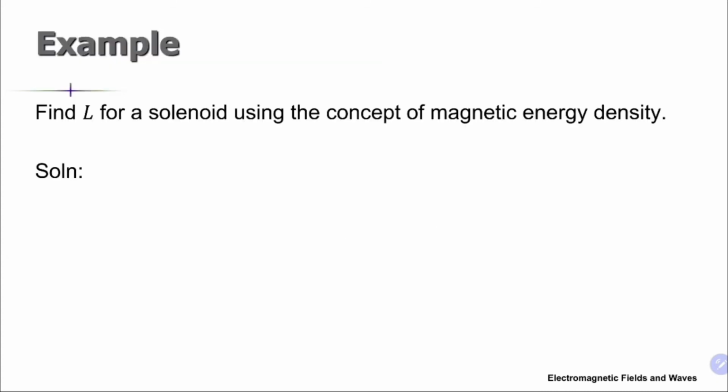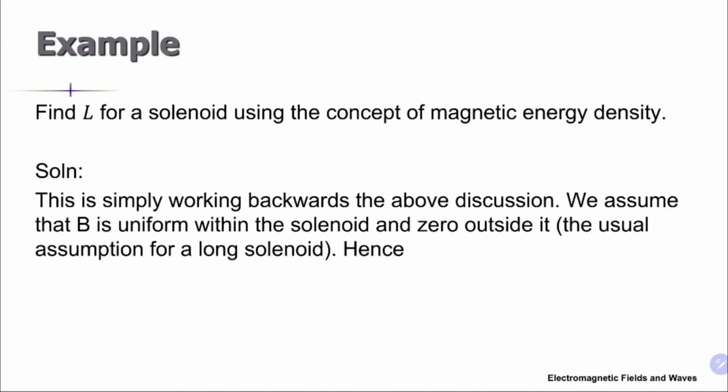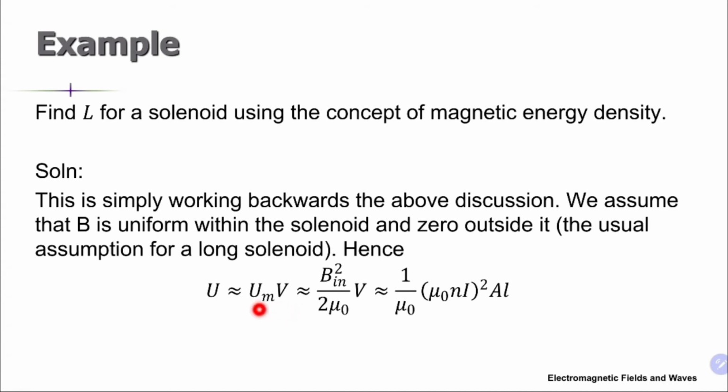Now find the inductance L for a solenoid using the concept of magnetic energy density. This is something similar to what we have done for the capacitor in electrostatics. It is simply working backwards from the above discussion. We assume B is uniform inside the solenoid and zero outside. Hence the magnetic stored energy density is B squared over 2 mu naught.